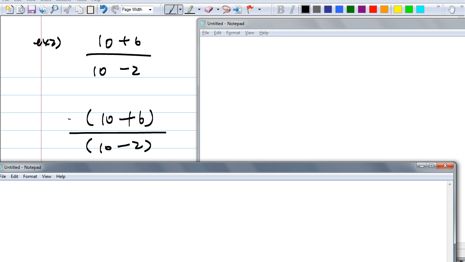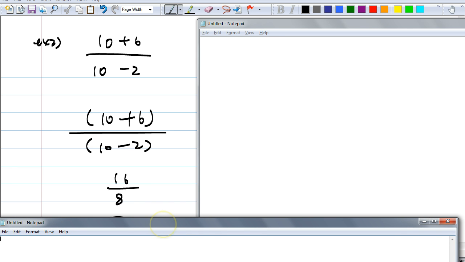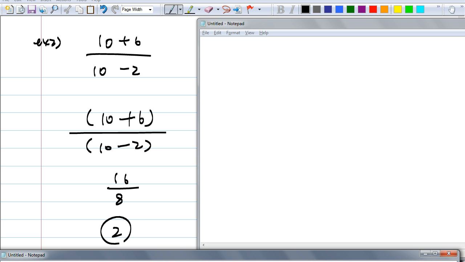So, of course, then this becomes 16 over 8. Can I leave it this way? Am I done? No. When you simplify, you have to simplify all the way, right? So, of course, the answer is 2. Easy enough?